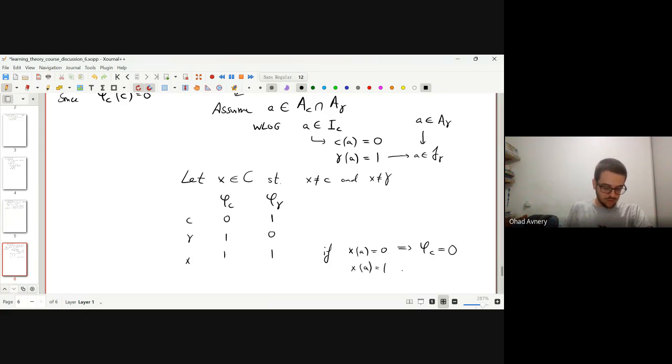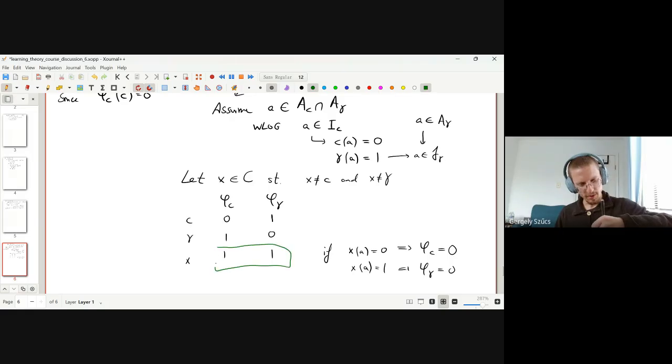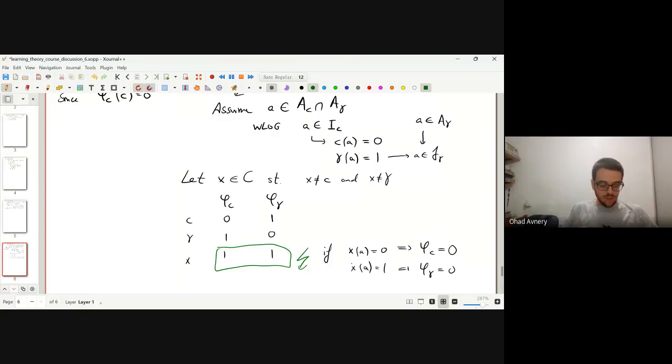And this contradicts the way we constructed this phi. So this part contradicts this. Yeah, and because of this contradiction, the number of elements can't be larger than D.